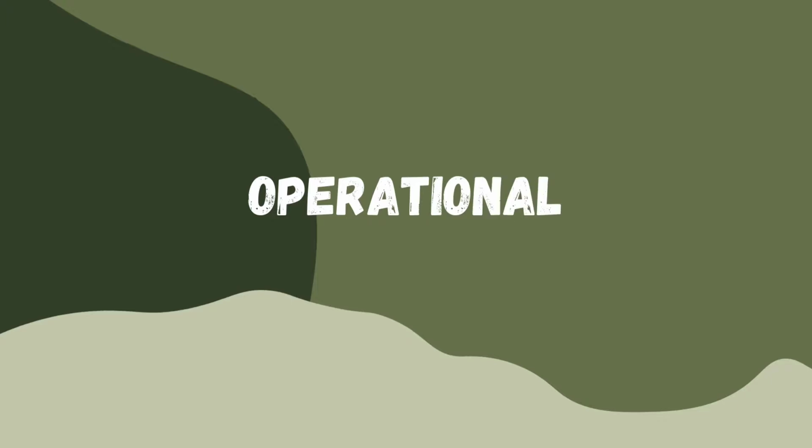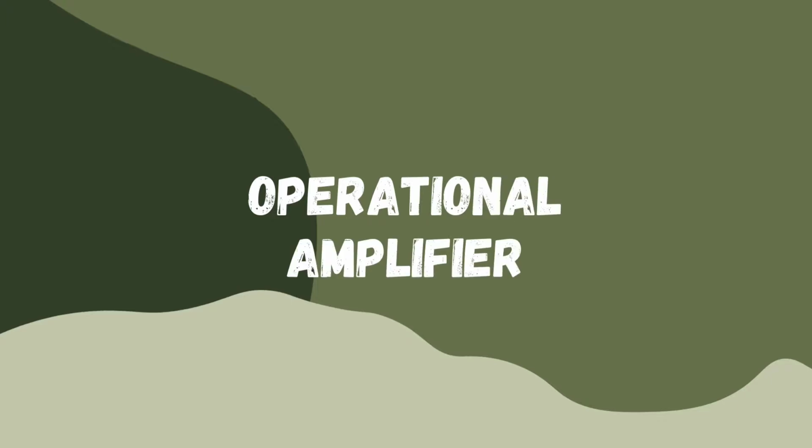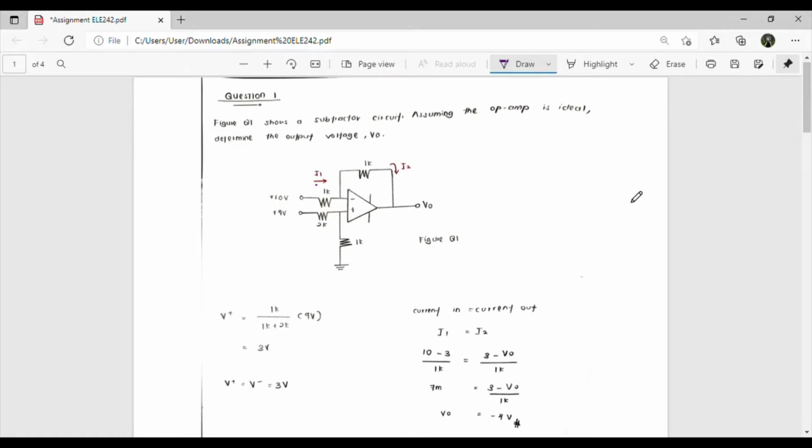I'm from J4EE 114B1. Today I want to present about assignment ELE242 for question 1. Figure Q1 shows a subtractor circuit. Assuming the op-amp is ideal, determine the output voltage V0.